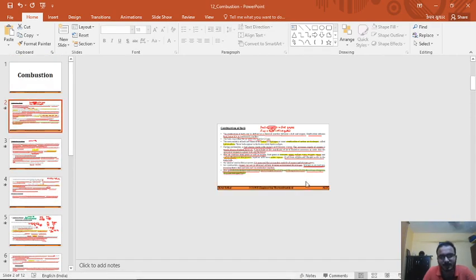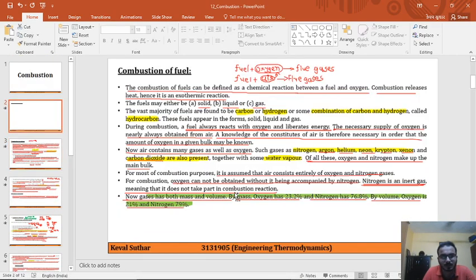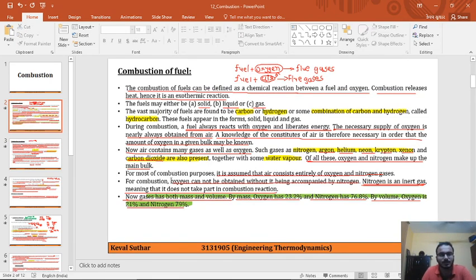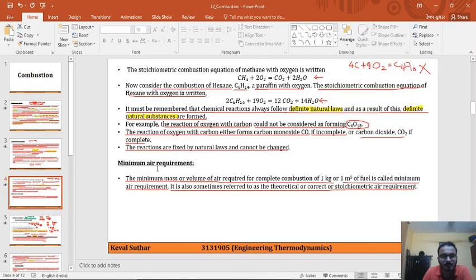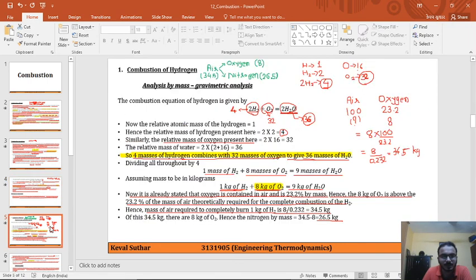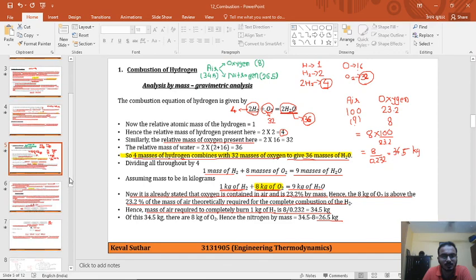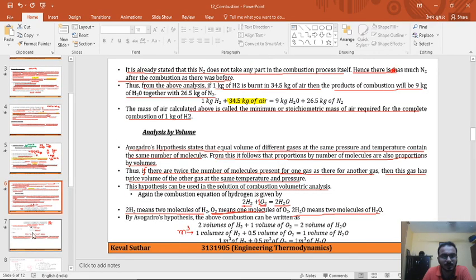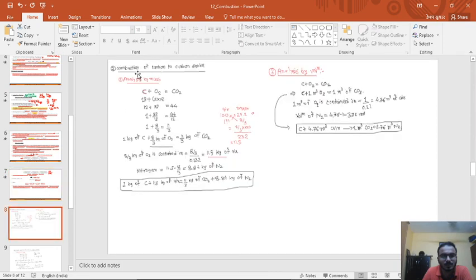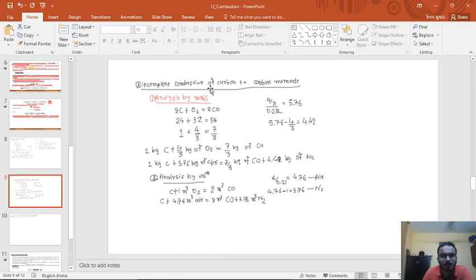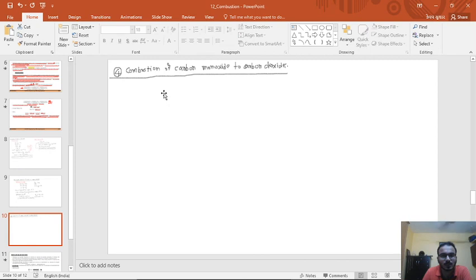So in today's lecture, we started the combustion chapter with combustion of fuels. We saw the basic combustion equations, we defined minimum air requirement, and we did analysis of hydrogen combustion by mass and volume. Then we studied combustion of carbon to carbon dioxide by mass and volume, and then incomplete combustion of carbon to carbon monoxide. In our next lecture, we will continue this for our other fuels.